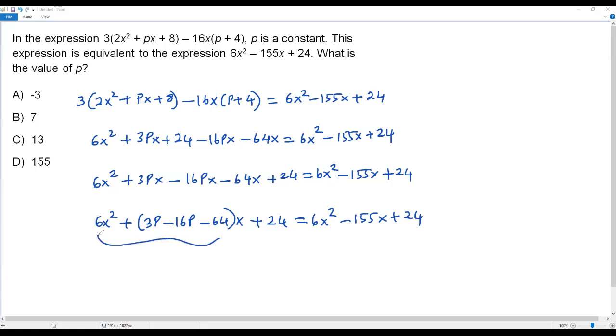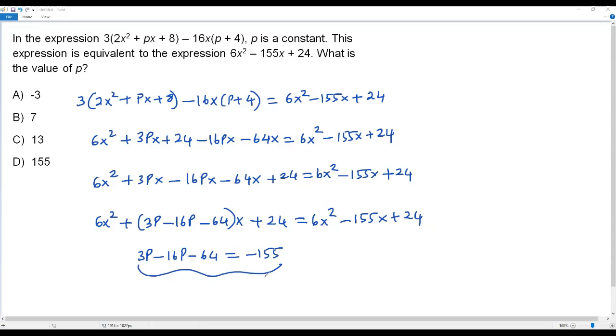Okay, here we have a quadratic expression, and on the right side we also have a quadratic expression. Whenever two algebraic expressions are equal, the coefficients of like terms must be equal. So the coefficient of x on the left side and the coefficient of x on the right side must be equal. The coefficient of x on the left side is 3p − 16p − 64. It must be equal to the coefficient of x on the right side, that is negative 155.